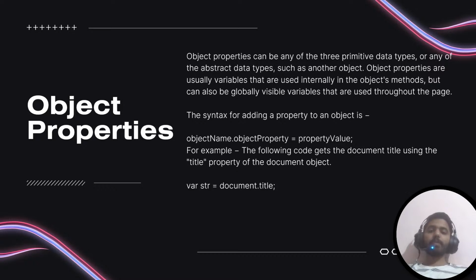Object properties can be of any of the three primitive data types or any of the abstract data types such as another object. Object properties are usually variables that are used internally in the object's methods, but can also be globally visible variables that are used throughout the page, correct? So these are your object properties. So in JavaScript, how can we access an object and its properties? We create an object first, and then using the dot operator, we use these properties and we can initialize them, correct?